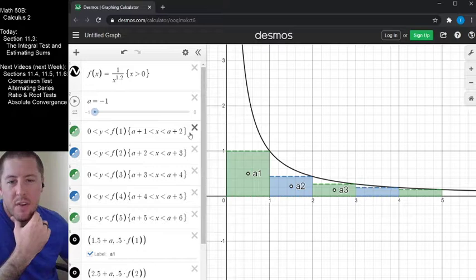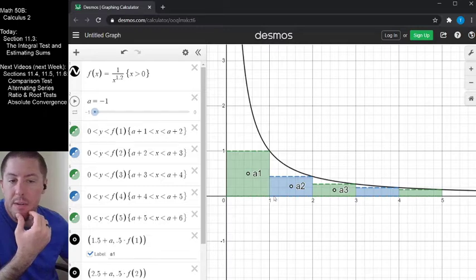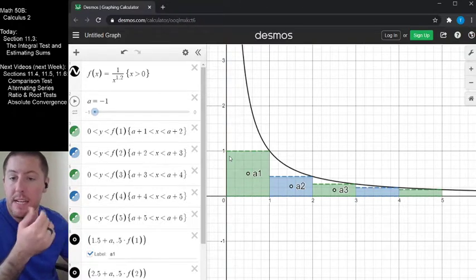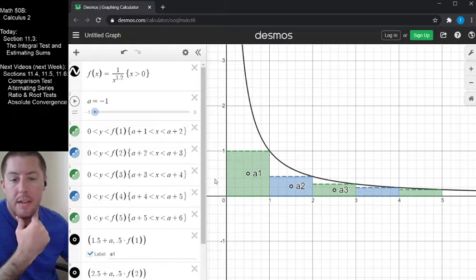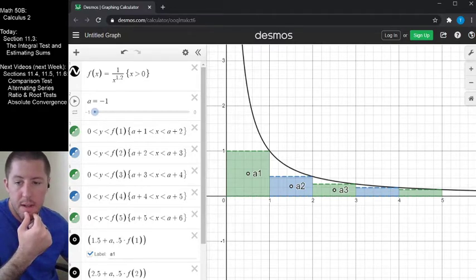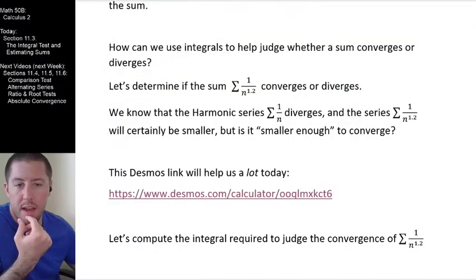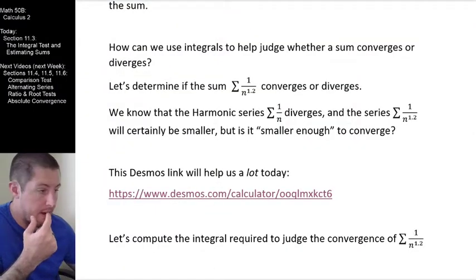So you should check out this graph, and I hope that this helps you relate the idea of this value of the series as being estimated by the green and blue rectangles' total area. We can estimate it or get bounds on it based on a related integral that is either clearly above or clearly below the rectangles that are of interest for our series. So let's go ahead and do the integral that should be associated with judging this convergence right here.